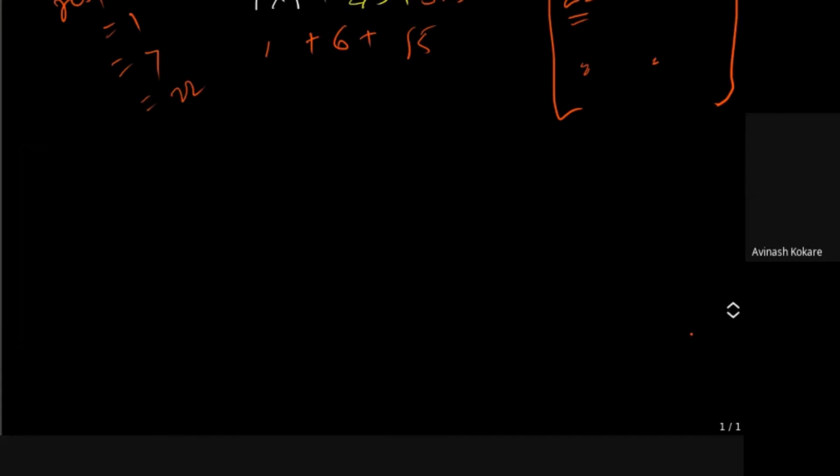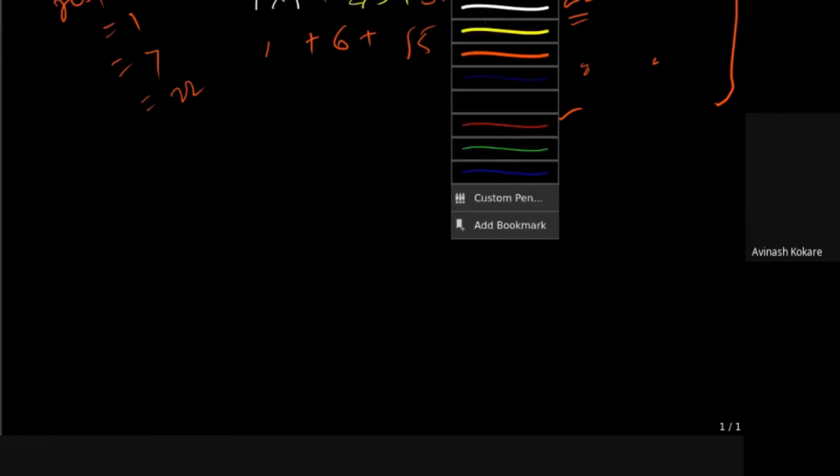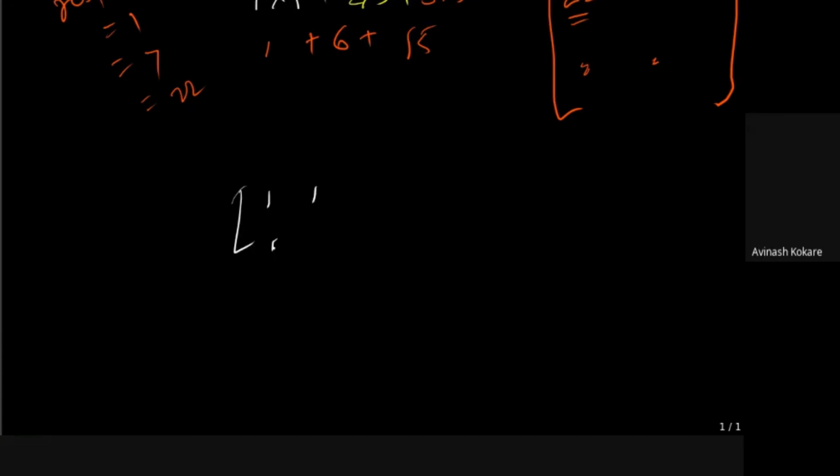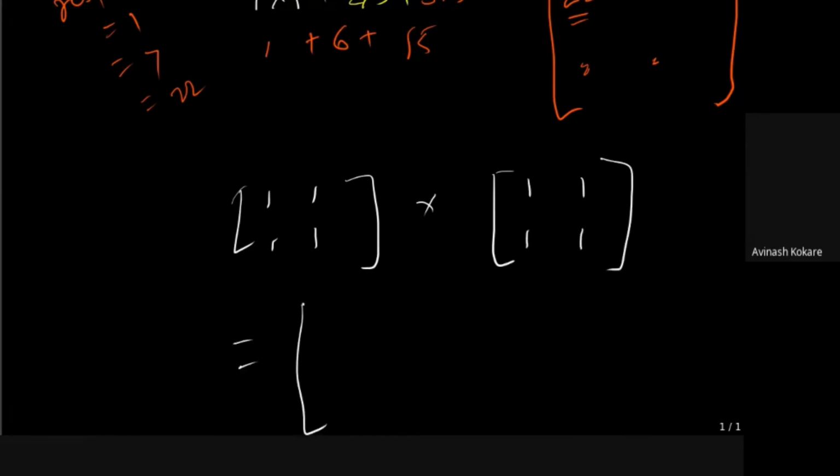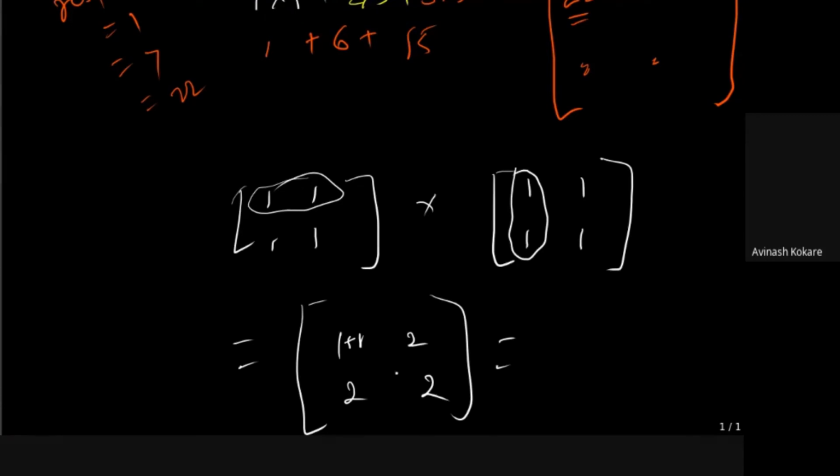The matrices multiplied. What matrices have we taken? 1, 1, 1, 1. The second matrix is also 1, 1, 1, 1. Let us check the result. This row and this column: 1 into 1 is 1, plus 1 into 1, 1. So 1 plus 1 is 2. Then the first row and the second column, this will again be 2 here, again 2 here, and again 2 here. So the result is 2, 2, 2, 2.